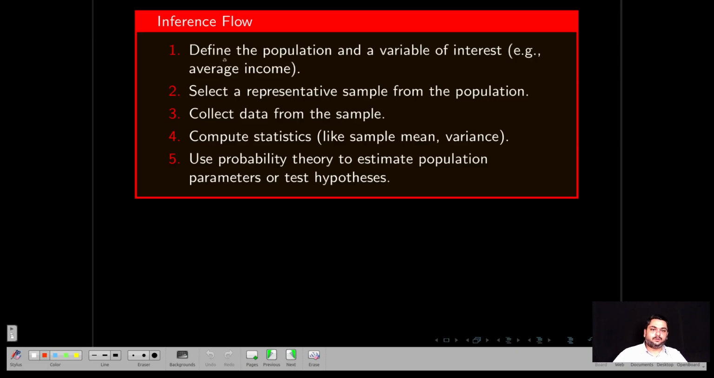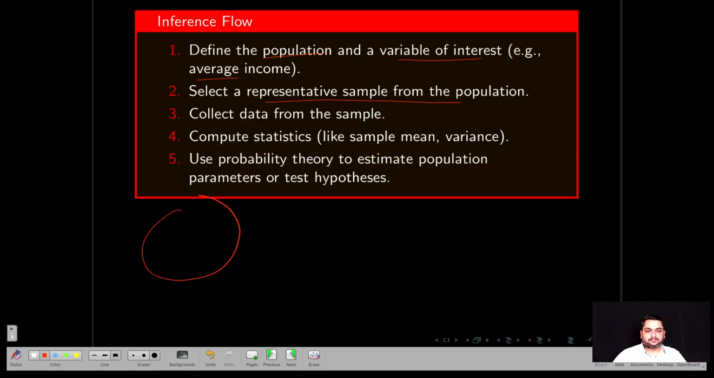So what is this inference flow? How do you infer? First you define the population. Defining the population means what is the area you are working in. For example, are you finding the employees' average salary, or are you predicting which party will win this election, something like that. Find a variable of interest. For example, what is it that you are trying to find? That is, for example, average or median or whatever it may be. In the next video, I'll explain what these characteristics are. And select a representative sample from the population.